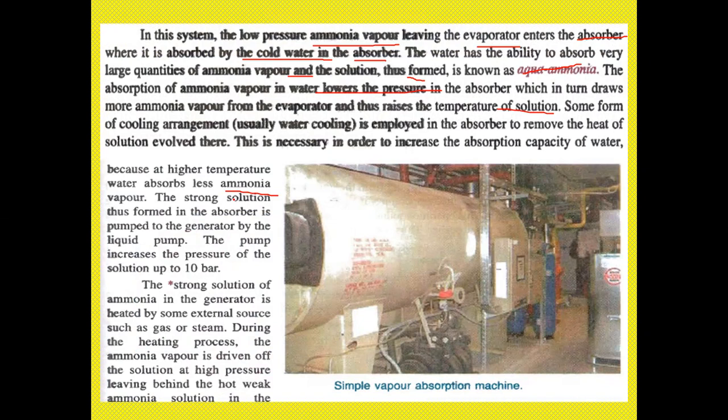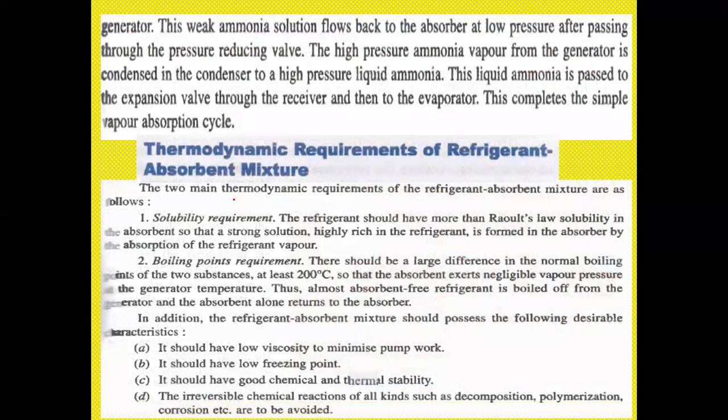Now the strong solution of ammonia in the generator is heated by some external source such as gas or steam. During the heating process, what happens? The ammonia vapor is driven off the solution at a higher pressure, leaving behind the hot weak ammonia solution in the generator. Therefore, the weak ammonia solution, what happens? The weak ammonia solution flows back to the absorber at low pressure after passing through the pressure reducing valve.